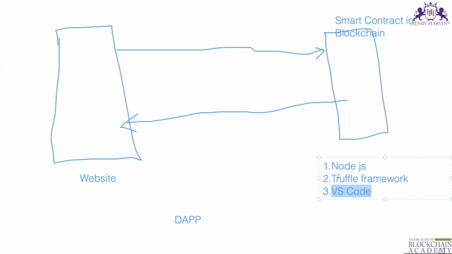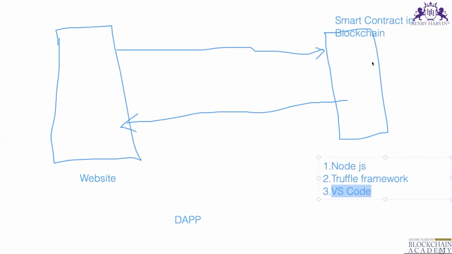And there is a truffle framework. It is because we need to write the smart contract. We know how to write the smart contract in Solidity language. We will write a very small smart contract, and we need to compile and migrate it. Either you can use the Remix IDE, but better all in one platform. The truffle framework allows us to compile and migrate our smart contract.